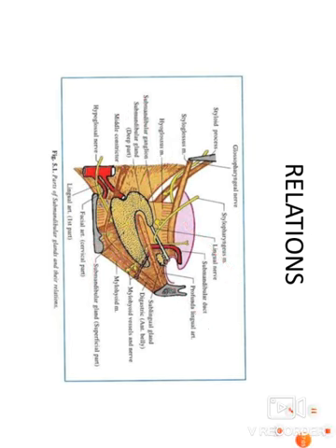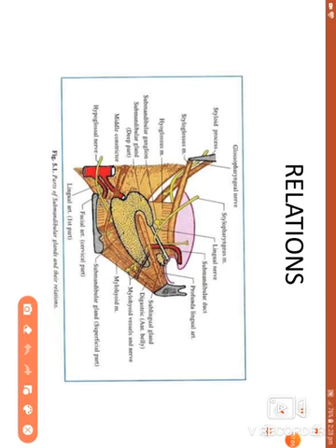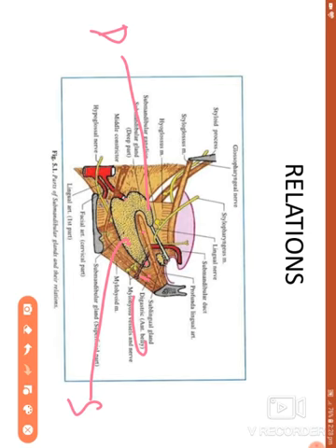Then here, see, this is the gland. This is the superficial part of the submandibular gland which lies superficial to this mylohyoid. This is the deep part which lies deep to this mylohyoid. This is the anterior end which relates to this anterior belly of the digastric. This is the posterior end of the superficial part which relates to this facial artery.